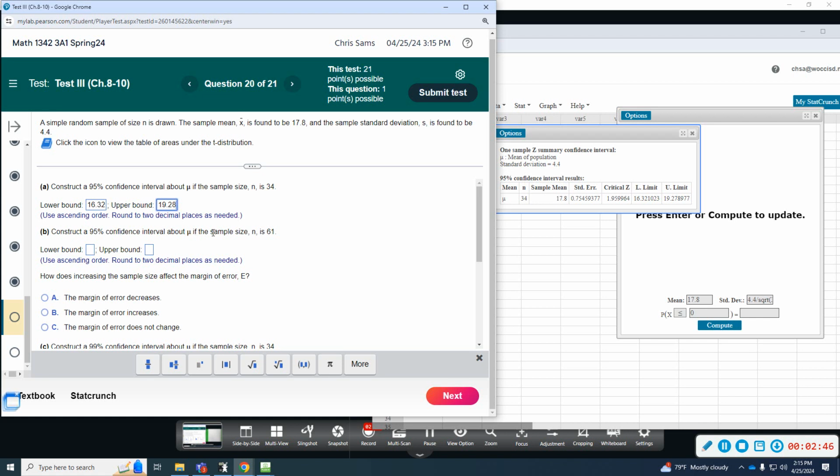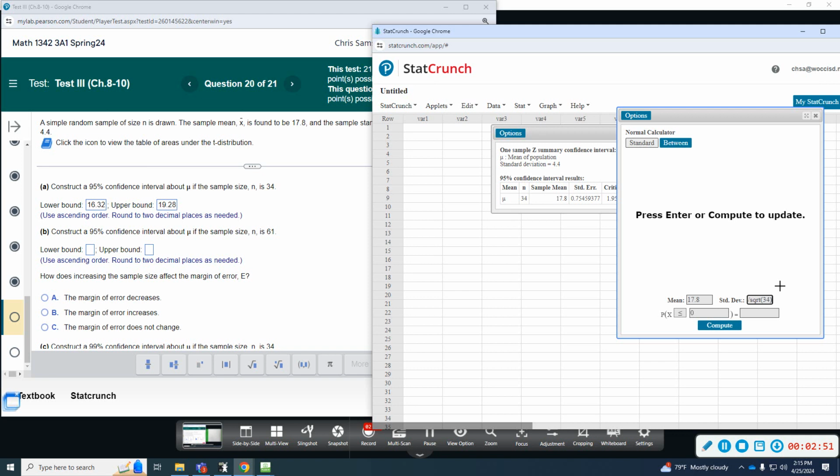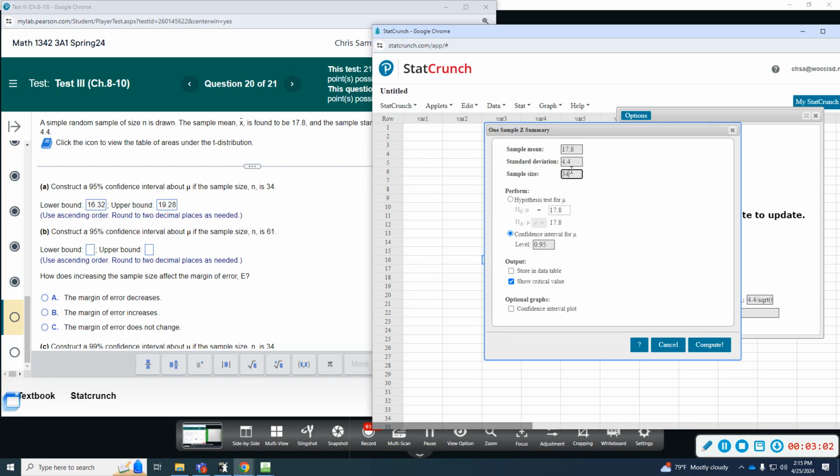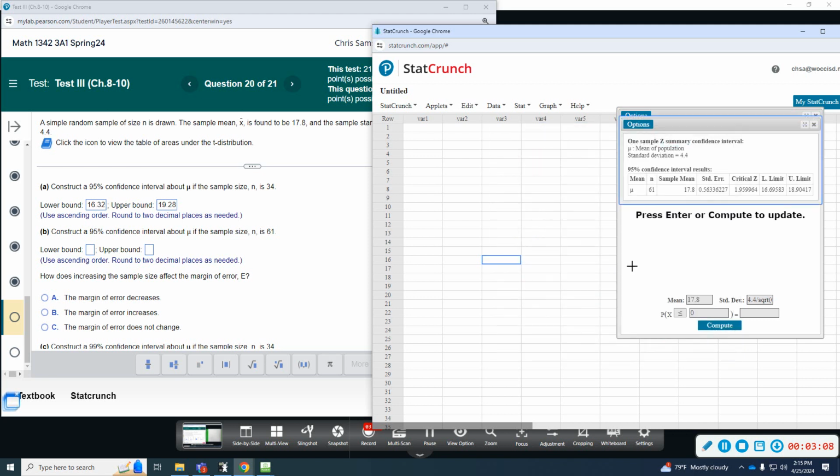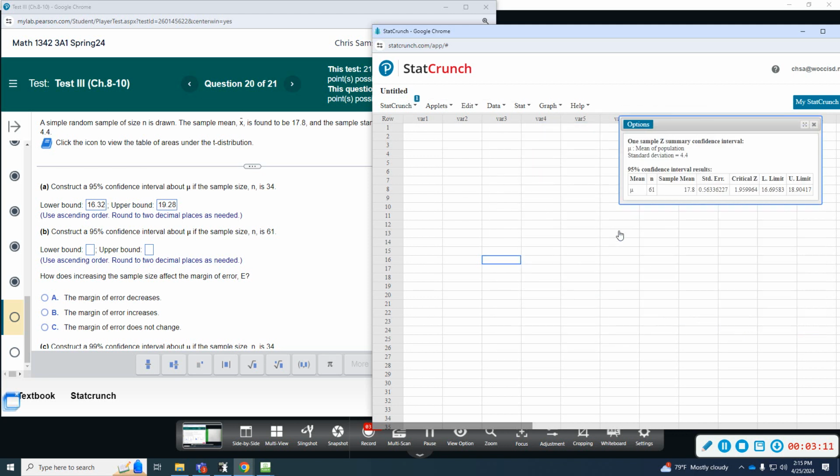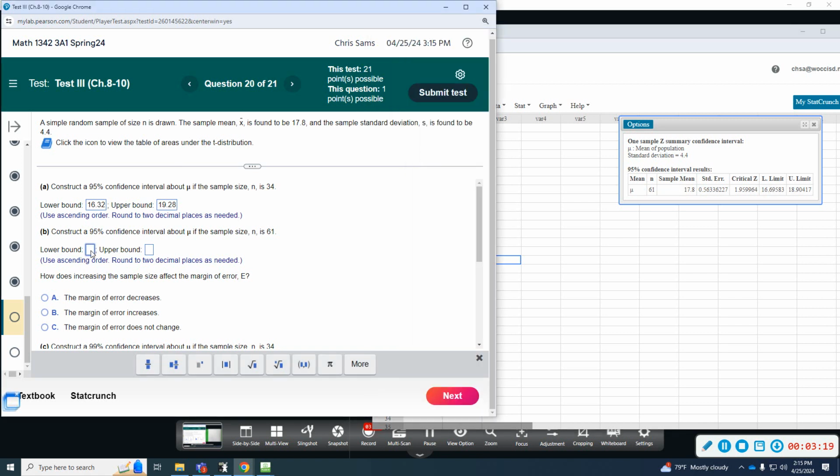Construct the 95% interval about the mean if the sample size is 61. Same thing, but oh, sorry, wrong thing. Let me edit this. We're going to do sample size 61 and a 95% confidence interval. Let me close this out because that's throwing me off. I'm trying to use normal distribution. The confidence interval here gives me 16.7 and this one is 18.9.